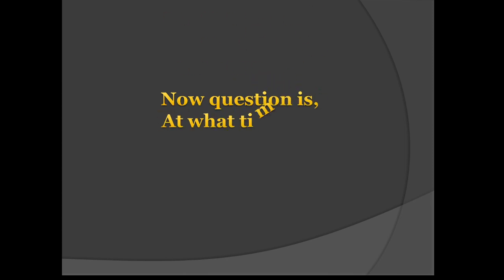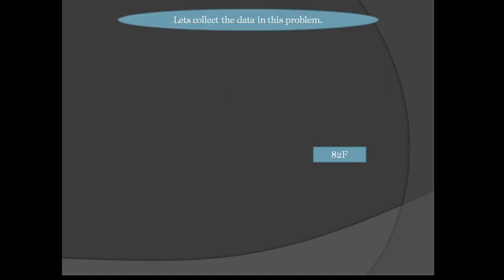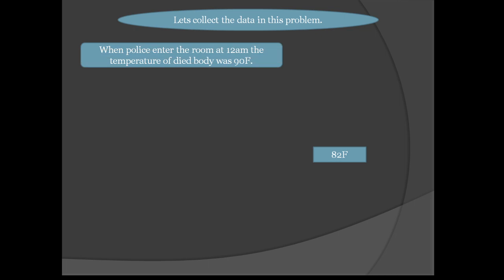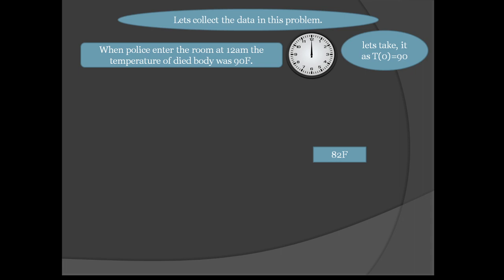This is a real-world problem. Now we need to find at what time the person was killed or died. For this, let us collect the information regarding this problem. Firstly, when police entered the room at 12 a.m., the temperature of the dead body was 90 Fahrenheit. So let us take T of 0. Here capital T represents the temperature. For my convenience, I am considering 12 a.m. as 0. I think next you will understand why I have taken 12 a.m. as 0. So let us take T of 0 is equal to 90.